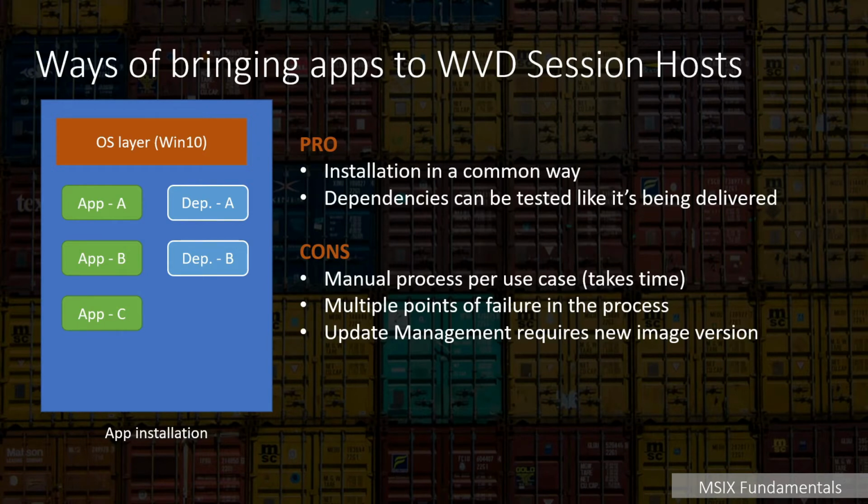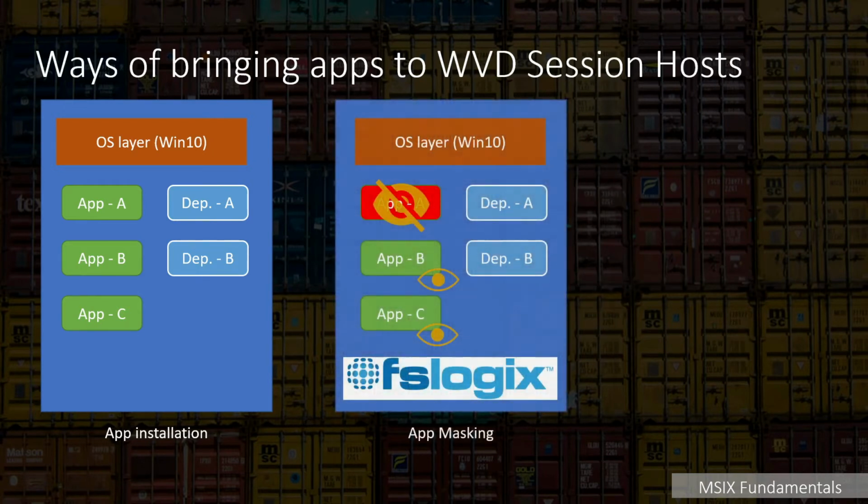The second point is actually that when we humans install something, there might be possible mistakes, or the software has been updated and the dependencies create mistakes. There are actually multiple points of failure inside the process itself. And finally, the update management requires also new image versions, which leads us to need more storage, for example, or more image versions. But this is not what I'm going to cover right now in detail.